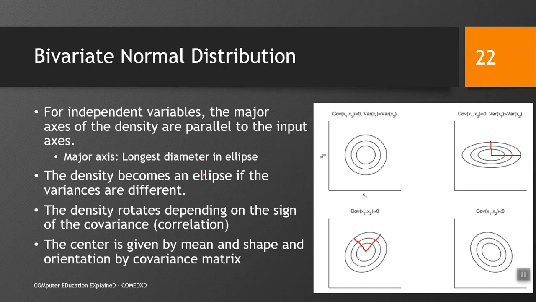The density becomes an ellipse if the variances are different. If we have different variances, of course, instead of circles, there would be ellipses. The density rotates depending upon the sign of the covariance. The center is given by the mean and the shape and orientation by the covariance matrix. Of course, the center of this is given by the mean and the shape of the ellipses is given by the covariance matrix. Try to understand this concept.